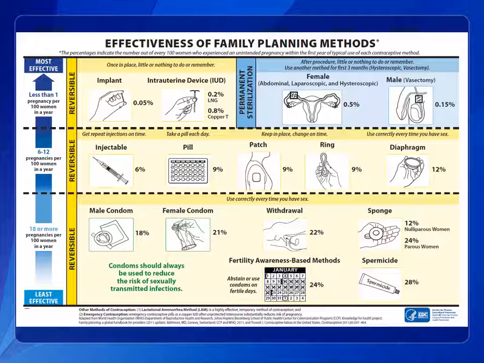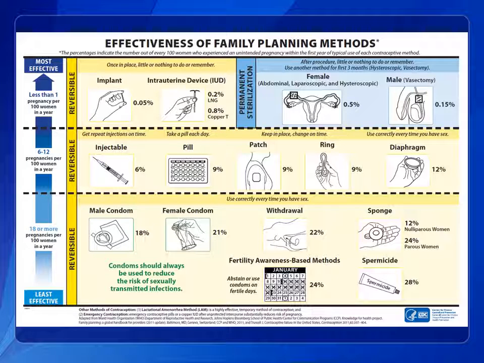The middle row shows moderately effective methods in which 6 to 12 women out of 100 will become pregnant with 1 year of use. All of these methods are reversible and include injectable contraception, combined hormonal contraception such as the pill, patch, and ring, and the diaphragm, which is a barrier method.